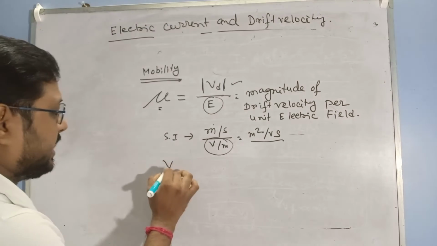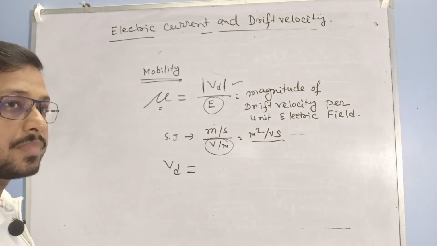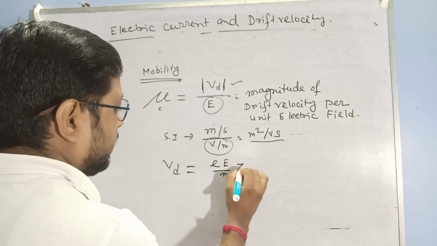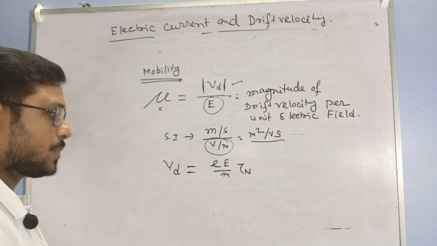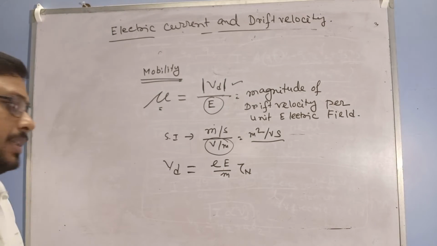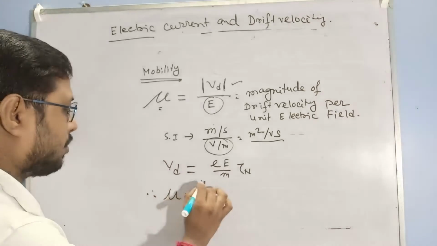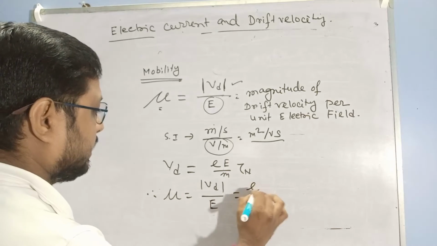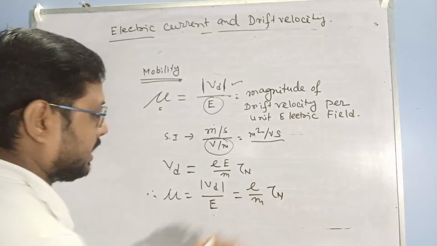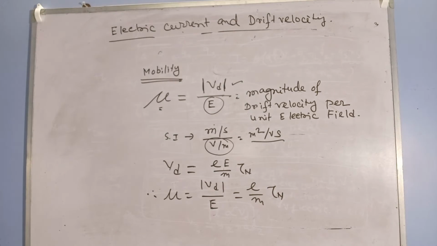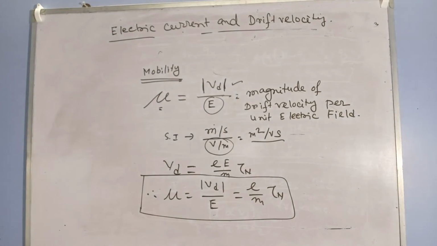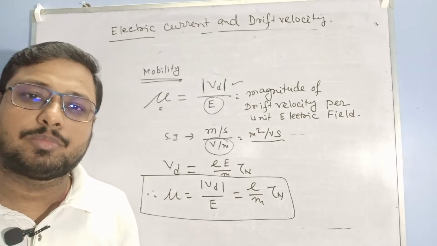Now what is the value of Vd? Vd is eEτ/m, so mobility μ equals the modulus of Vd by E, that is eτ/m. This is the expression of μ, or mobility.